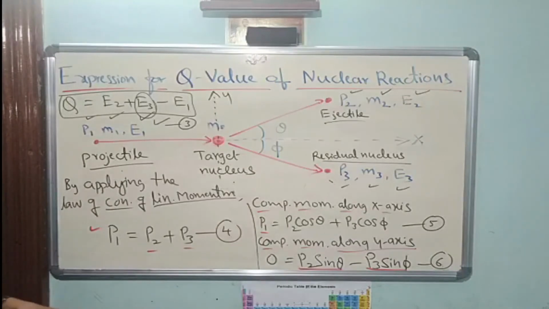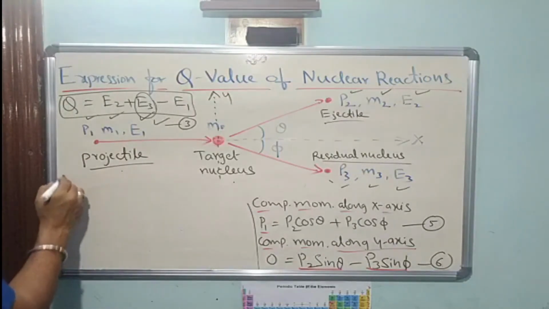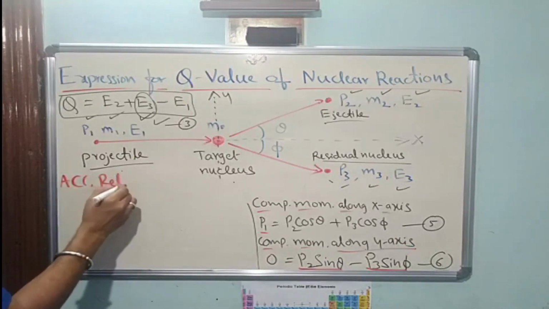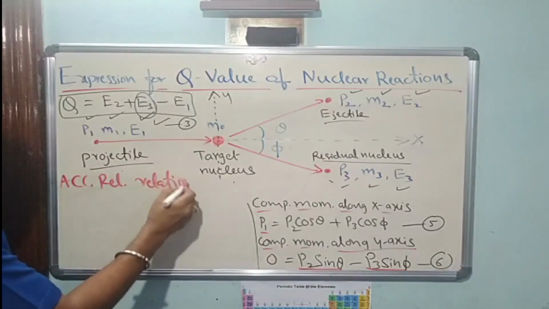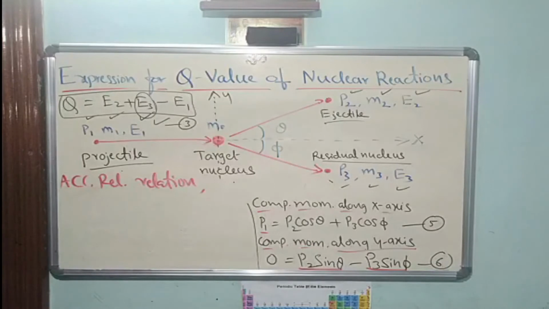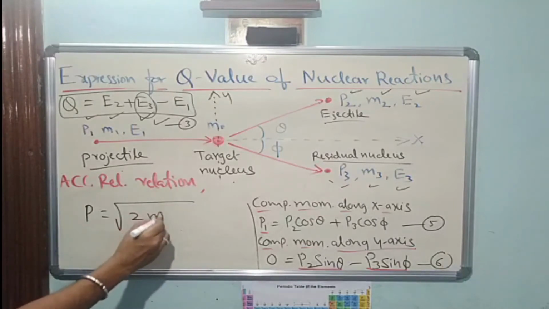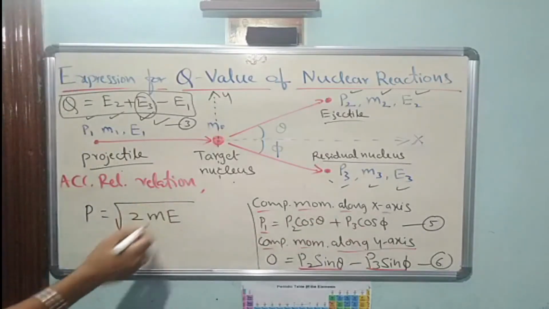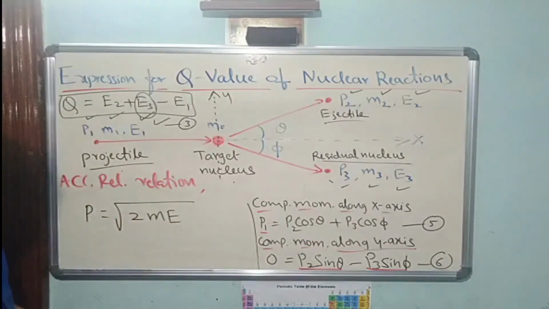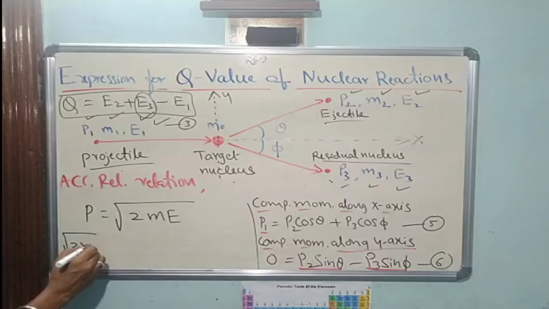Now let us simplify these equations 5 and 6. We consider the standard equation of the momentum: P is equal to square root of 2mE. You can substitute all of P1, P2, P3 in this form, square root of 2mE. Then P1 is equal to square root of 2m1E1.